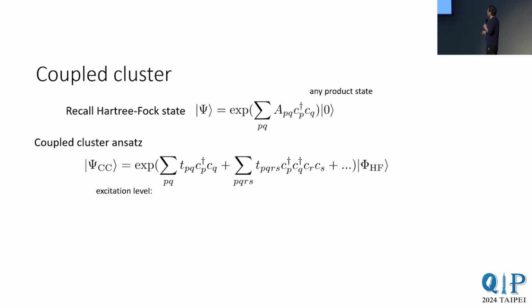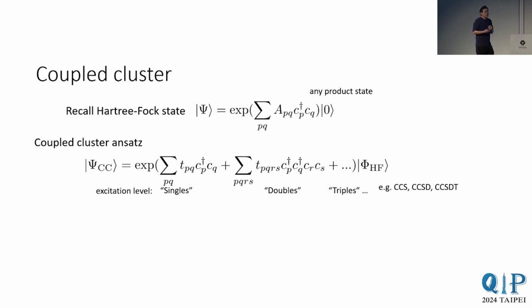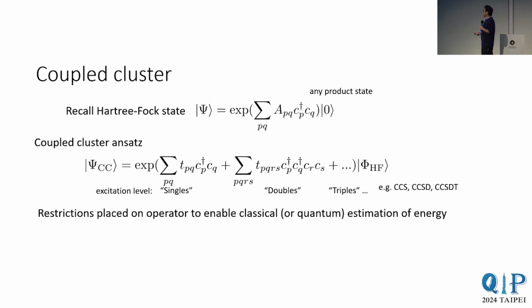Now, you give these things names, right? The quadratic term you call the singles, the quartic term you call the doubles, and the next term is the triples. No prizes for guessing that. And so you have a series of acronyms: CCS, CCSD, CCSDT. In practice, when you apply coupled cluster theory, you make some additional restrictions, so you don't use this most general form, to enable you to calculate matrix elements easily.